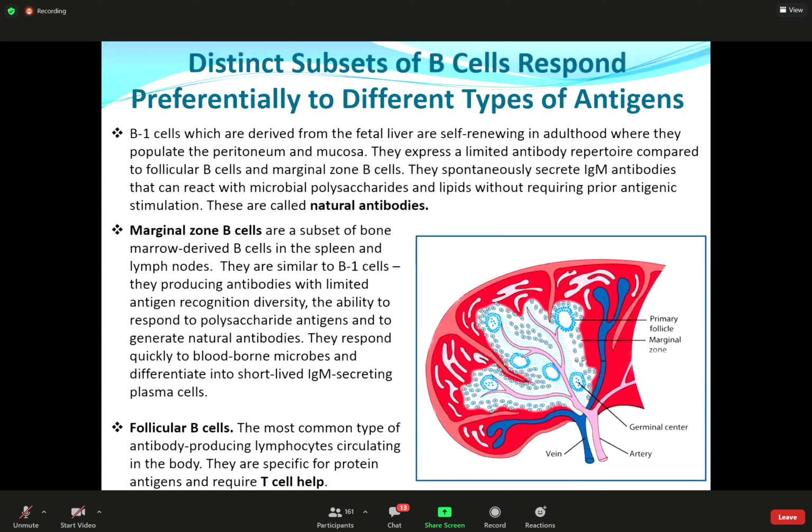But these different types of TFH cells will vary depending on the type of cytokines they produce: interferon gamma for TFH1, IL-4, 5, and 13 for TFH2, and IL-17 for TFH17. These cytokines will determine what kind of antibodies the B cells make.